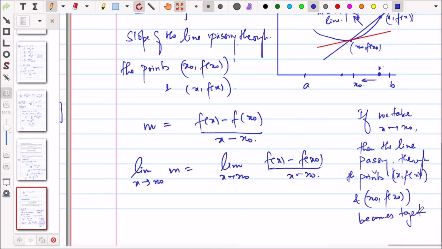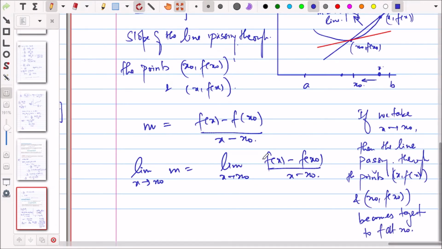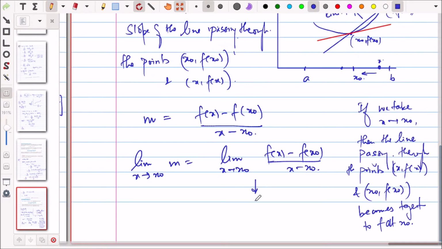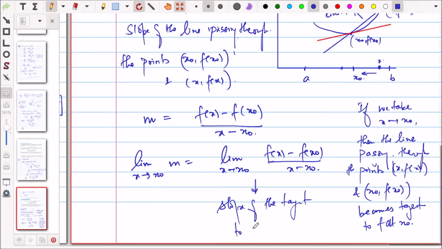Becomes tangent to f at x naught, right? Tangent at x naught. So because this was the slope of the line passing through these 2 points, what will this be? So this becomes the slope of the tangent to f at x naught, provided this limit exists. Provided this limit exists, right? So if this limit exists, then this becomes the slope of the tangent to f at x naught.